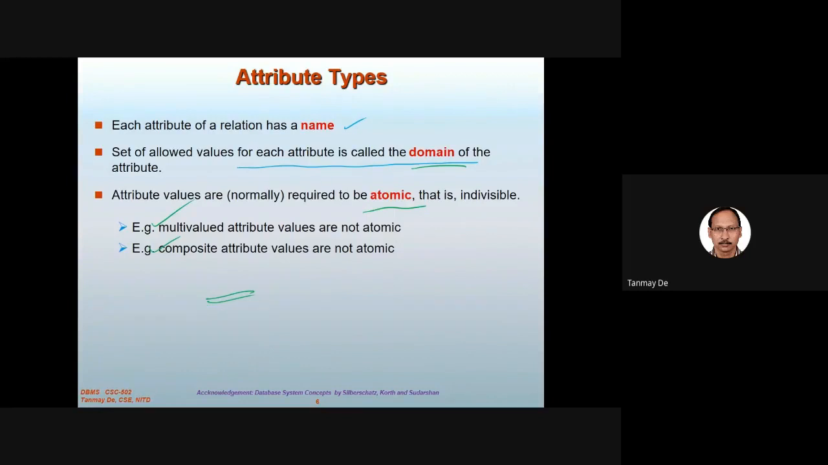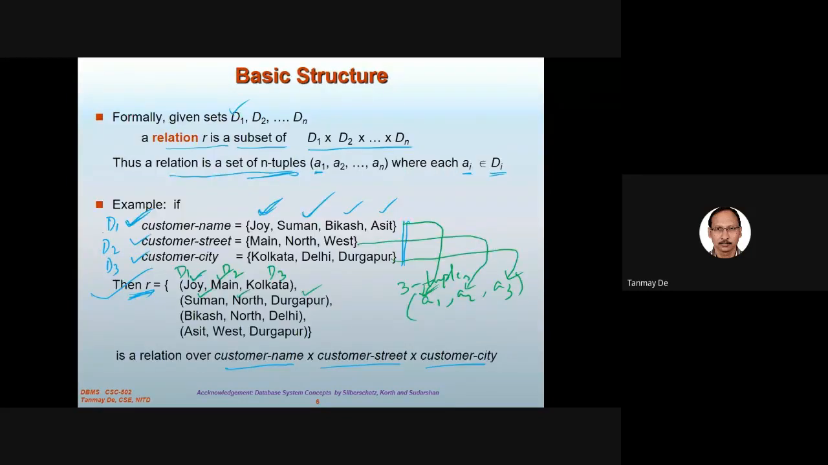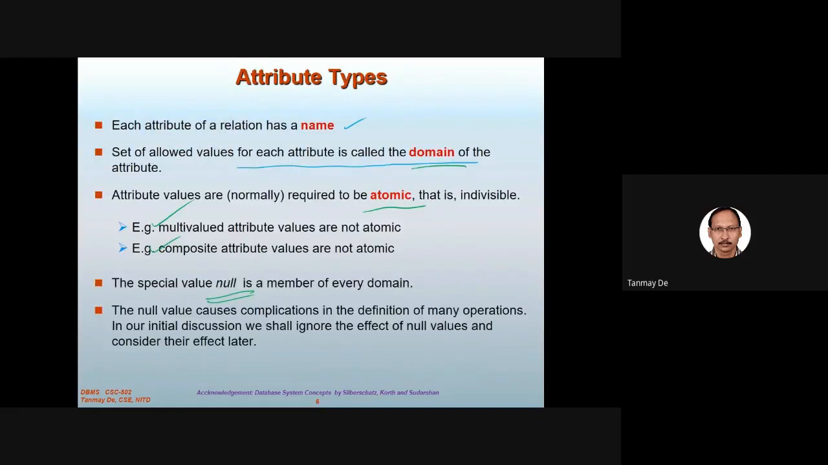Domain, I think, is clear from our previous slide. These are the domains. For customer name, what is the domain? The domain is Joy, Sumon, Vikas, Osit, and so on. And the null value we can discuss later. Null value sometimes creates complications for a number of operations. So in our initial discussion, we ignore the null value or its effect. Later, we can consider the effect of the null value and what problems are raised due to it.